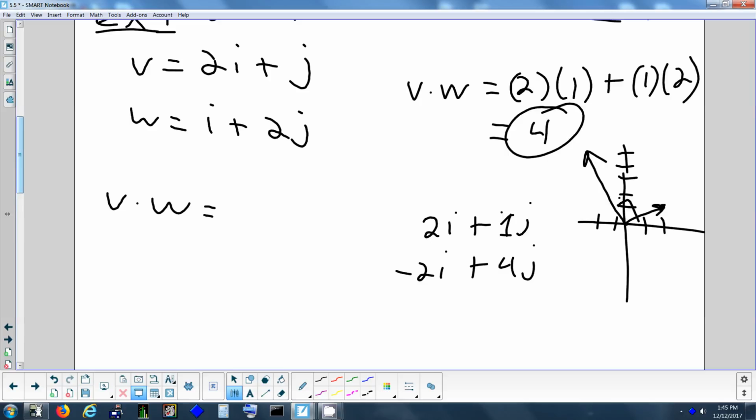What do you think is another special case? 180. And what do you think that would be? A straight line. Well, what do you think that would mean if the vectors have an angle of 180? Means they're like the same. They rotated more. I don't know. What do you think?